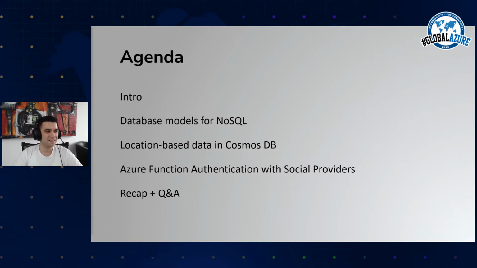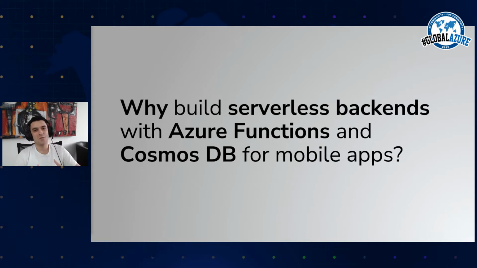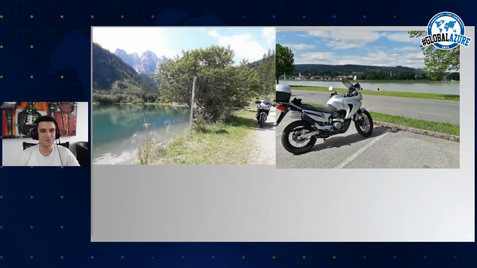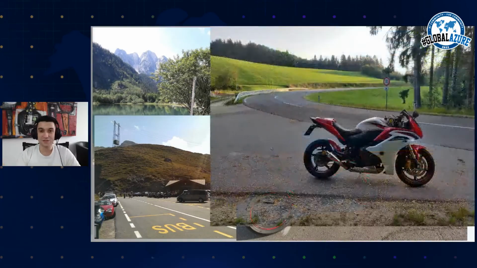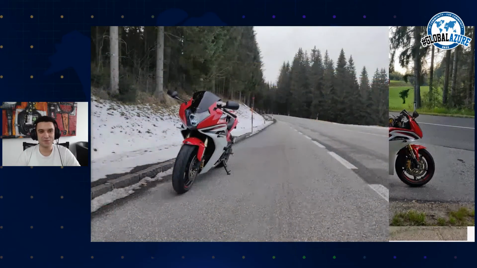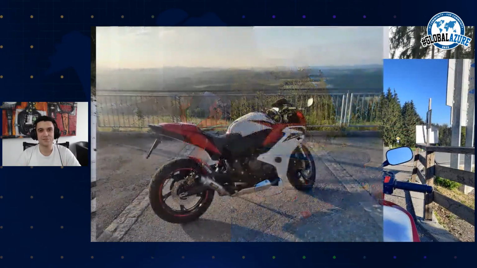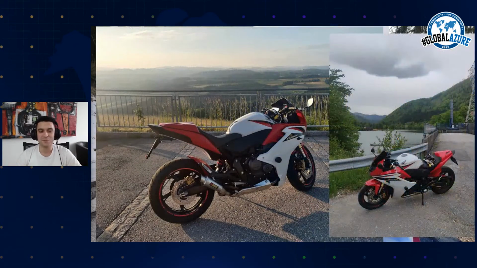I'd like to start right away with the question: why should we build serverless backends with Azure Functions and Cosmos DB? And for that, I'd like to tell you a little story of how I ended up doing this. As I told you in the beginning, I like motorcycles. A few years ago, I decided to get my driver's license and got myself my first bike. Since then, I've been on a lot of different trips. Some of them were longer, others shorter, but all in all, really beautiful. I had some good weather and sometimes some pretty bad weather. It's just a great experience to ride your bike and enjoy the beautiful landscape.